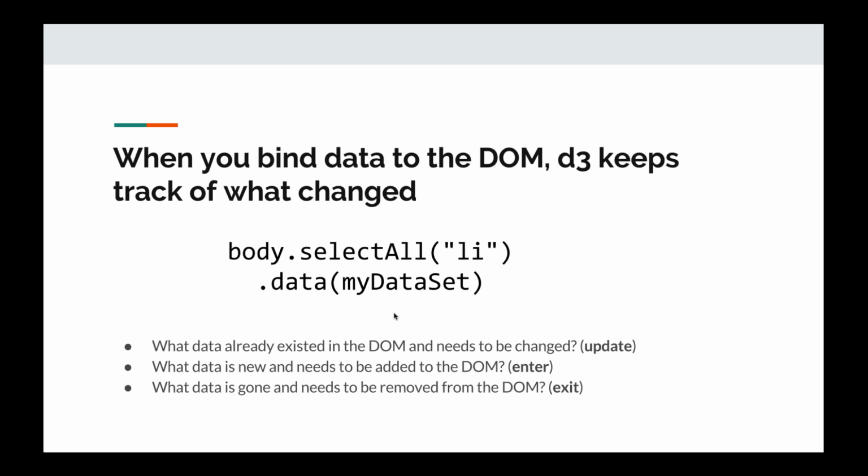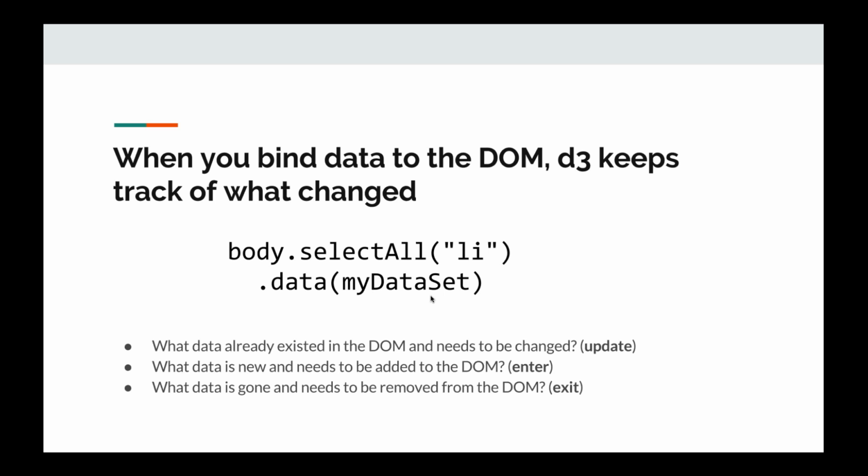Okay, what if I have some data coming in and there's no list item corresponding with it in the set? That's considered new, and that means we need to add it to the DOM. That's the enter. And finally, what data is gone and needs to be removed? So maybe I have a list item here for oranges, but the dataset doesn't have oranges. Okay, that needs to be removed from the DOM. D3 keeps track of that. So basically it compares what you selected versus what you tried to join in the dataset, and it breaks it into 3 categories.